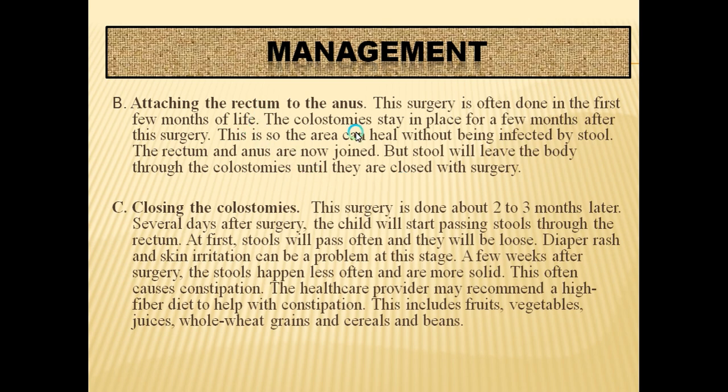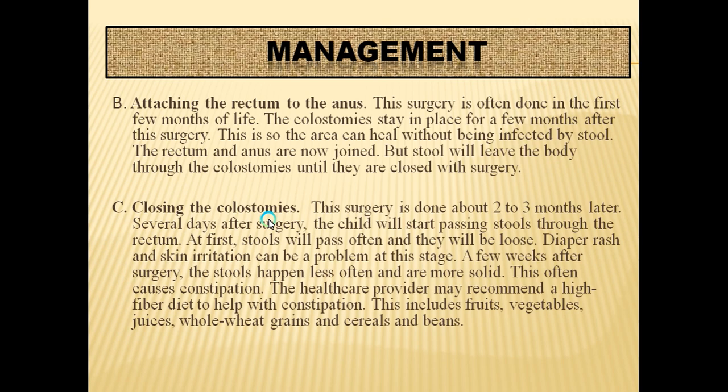Once the rectum and anus are attached properly and healed properly, you go for another operation that is called closing of the colostomy. This is done 2 to 3 months later. If you remember the steps: first you do a colostomy, and you have a mucus fistula also. First step is over. Second step is you attach the rectum to the anus. The colostomy is still open, and this is advantageous because it helps the area to heal properly. Third, after 2 to 3 months you close the colostomy.